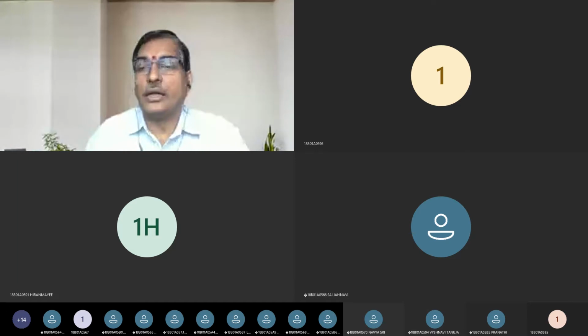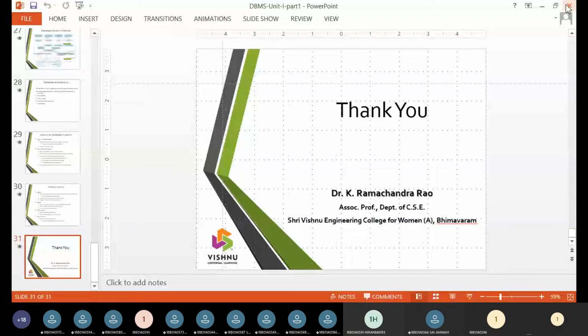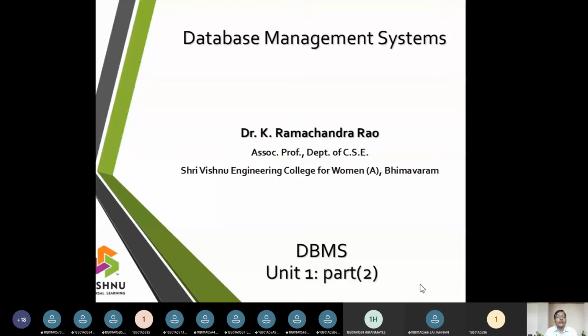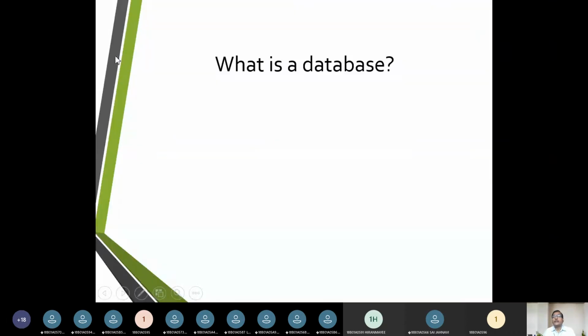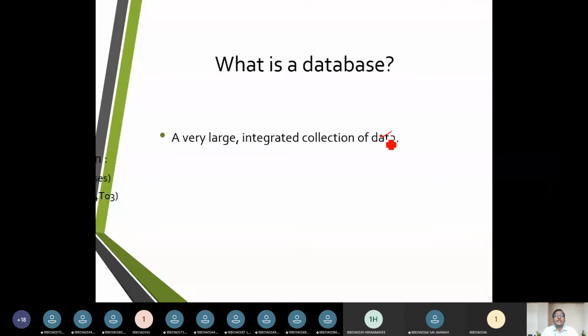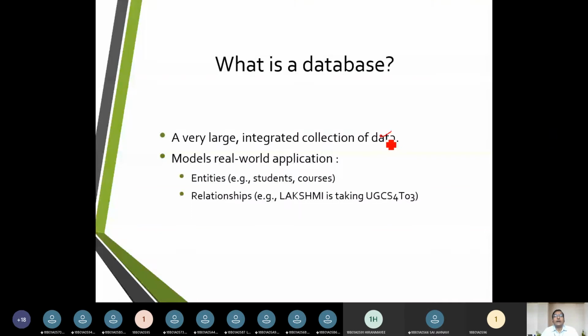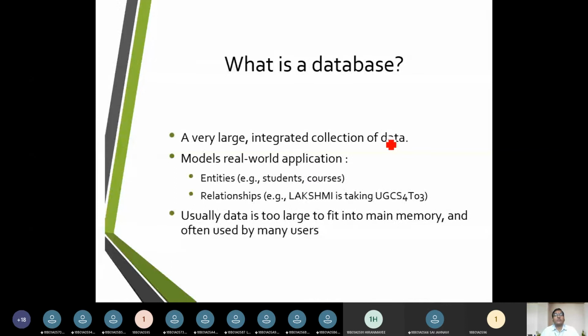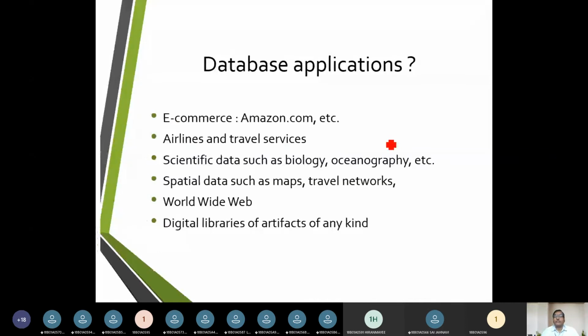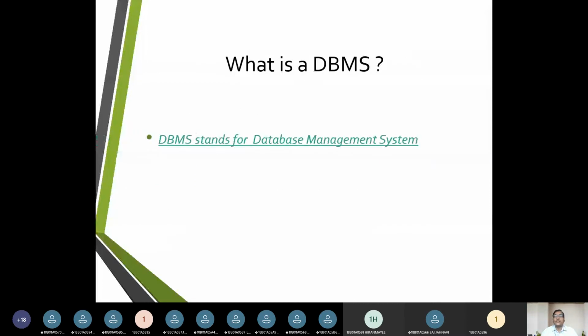So I won't take much time because I had a revision of the same part. We do have a database as a definition. It is going to be very big, and it is going to have a lot of integrated collection of data. Then it supports some real world entities, and as far as applications are concerned, it is dealing with electronic commerce, airlines, scientific applications, or the World Wide Web. It is going to be dealt with by some software packages to manage, store, and provide access to the databases.